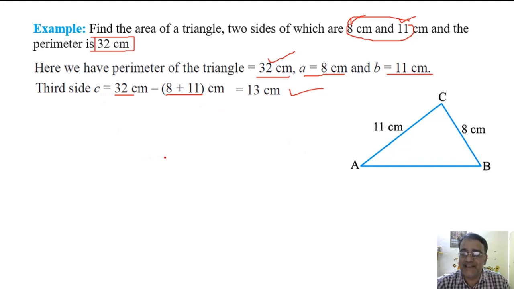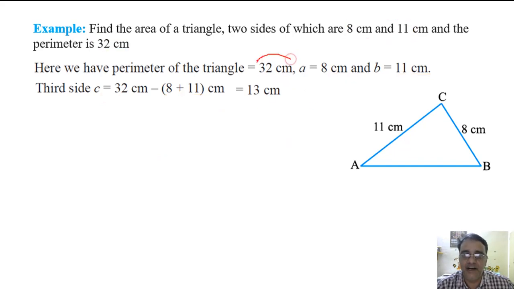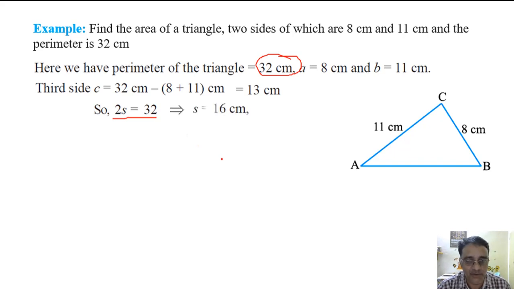And what is the semi-perimeter here? Half of the perimeter. So 2S is equal to 32, so S is equal to 16 centimeter. Now we'll write the formula. Before writing the formula, let us calculate S minus A. Now this step is not mandatory. I will explain in the next question.